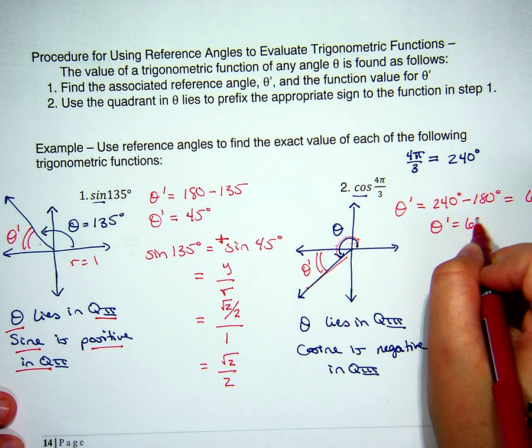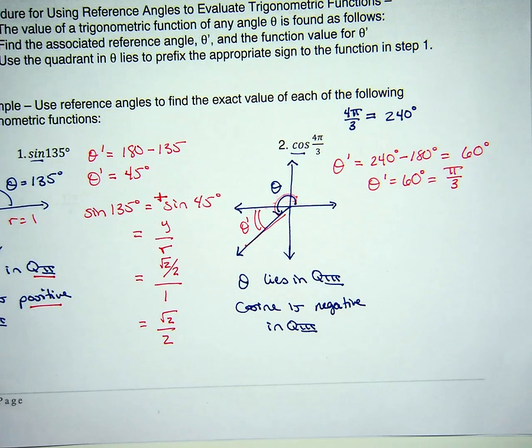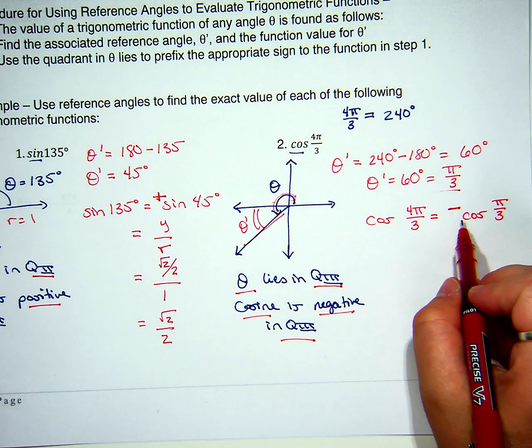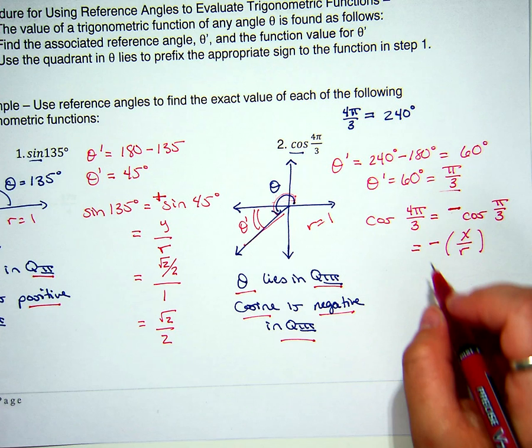Or just, 60 degrees is pi over 3 if you want to use radians. Well, let's talk about that. So I have the cosine of 4 pi over 3 is equal to negative cosine pi over 3. Why negative? Because I said that the original theta lies in quadrant 3 and the cosine is negative in quadrant 3. So I say negative cosine pi over 3. So that's negative x over r. Well, let r be 1 for the unit circle. So that means that's negative.